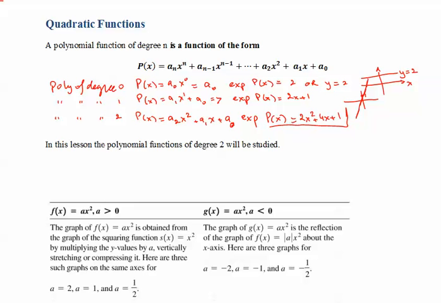So sometimes you could see that the polynomials can be written as ax squared plus bx plus c, where a, b, and c are real numbers and a is different than 0, because if a is 0, we're gonna have a linear function, we'll have only bx plus c. Let's see how the behavior or how the graph of a quadratic function would look like.